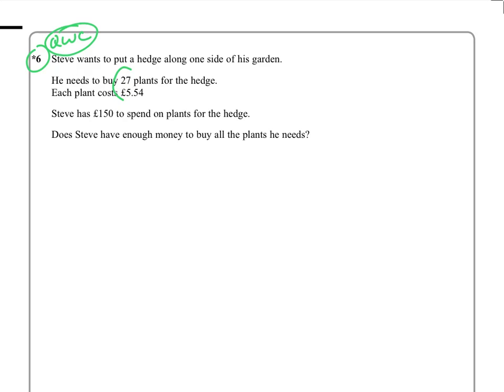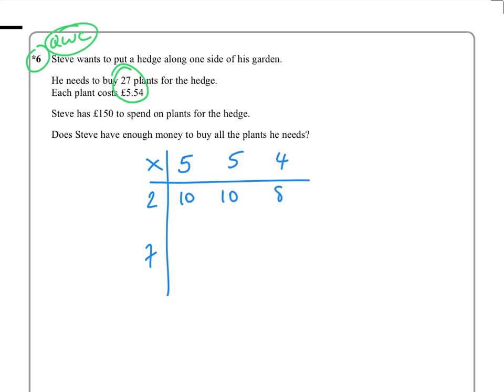Well, it looks as though you've got to somehow do this multiplication first. So I would do 554 times 27. So I'll do that first. Of course, you'll have your own ways of multiplication.